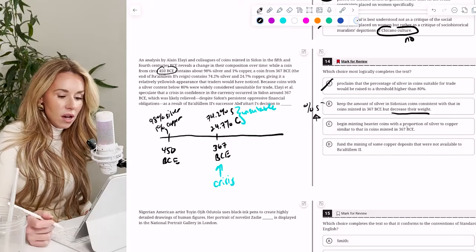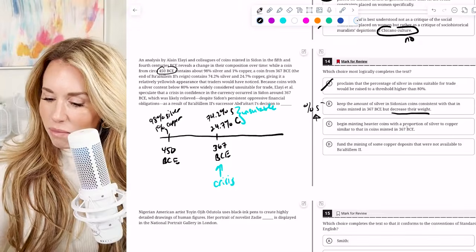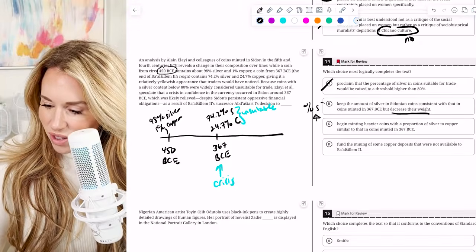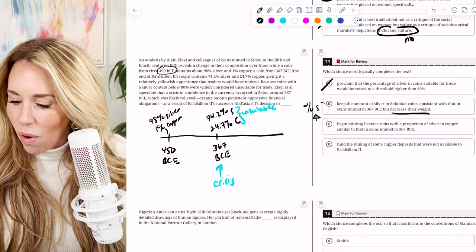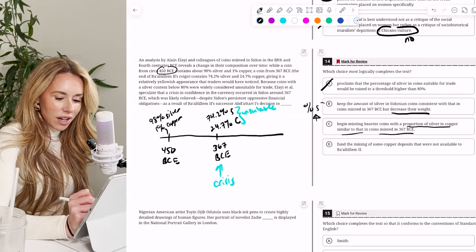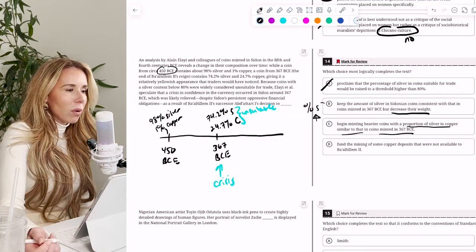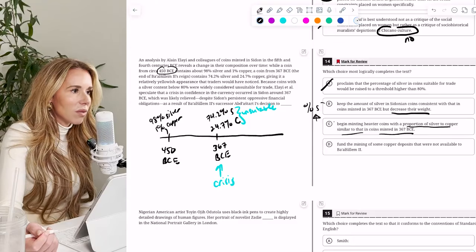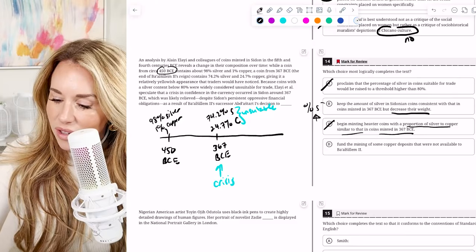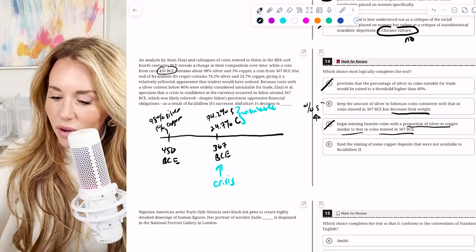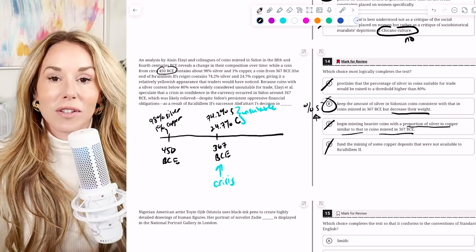That makes sense. D says, began minting heavier coins with a proportion of silver to copper similar to that in coins minted. Okay, we don't want the proportion to be similar. If they're heavier but the proportion's similar, there's still going to be a smaller percentage of silver. That's not going to work. D says, fund the mining of some copper deposits that were not available. Okay, that's completely irrelevant. The answer is definitely B.